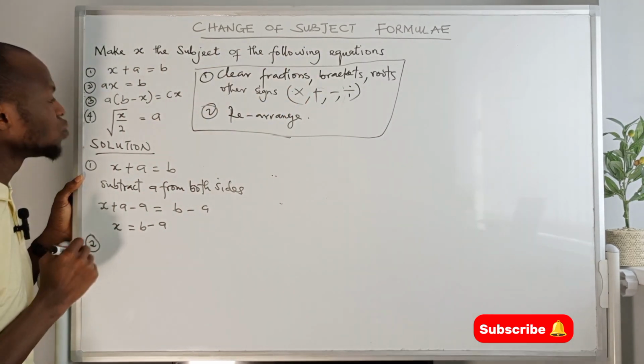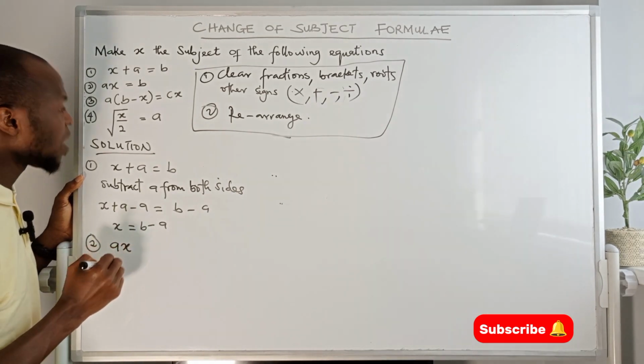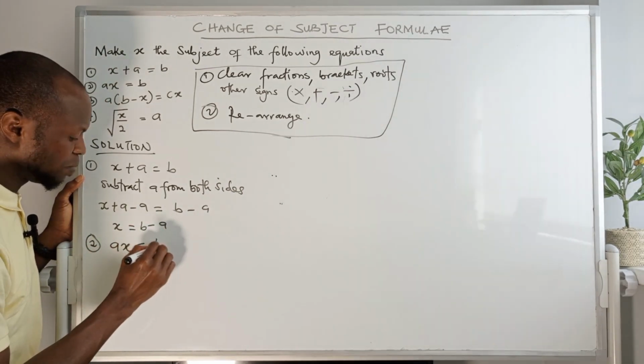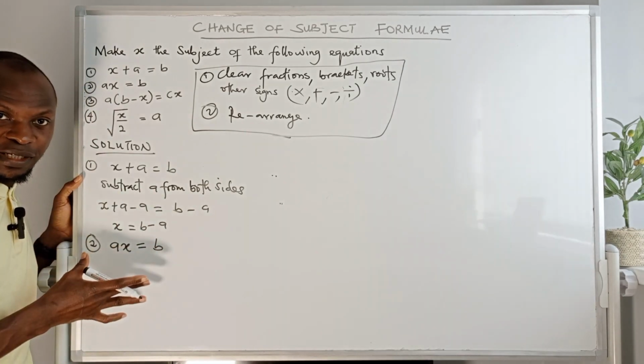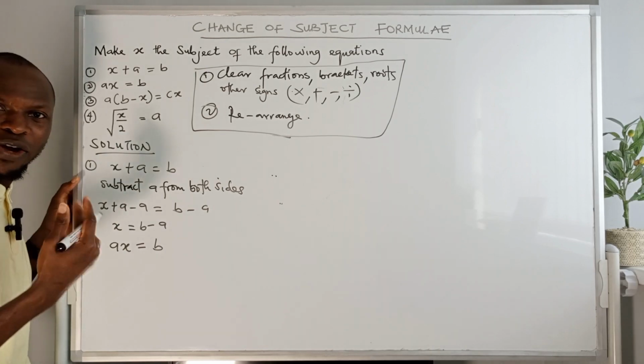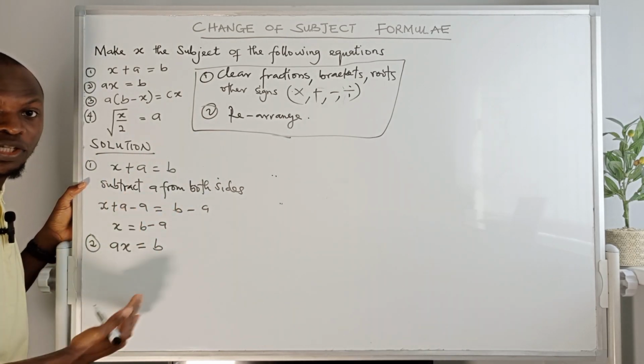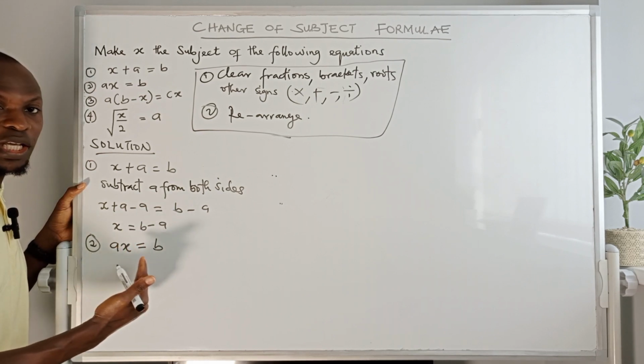Let's go to number 2. Number 2 says we should make x the subject of formula when we have ax equals b. This is just an introductory class to introduce us to how we change the subject of formula. In my coming classes, I'll give you more examples. Just follow me on the principles we use to make a subject of formula.